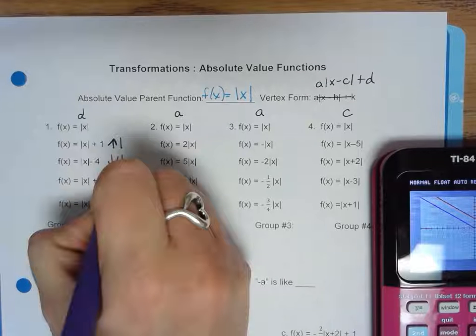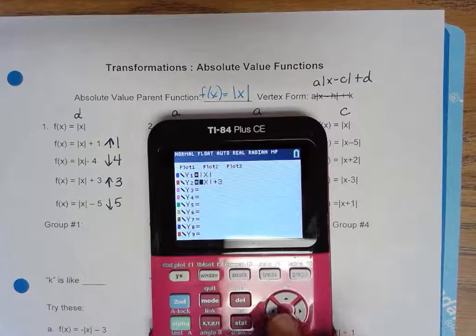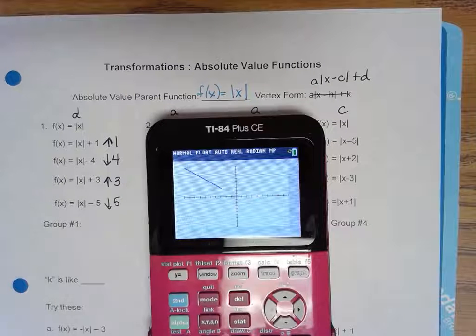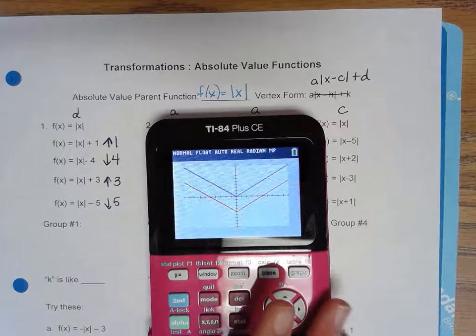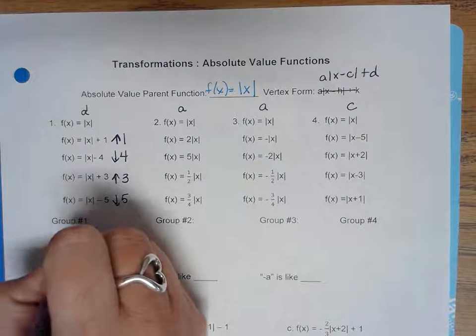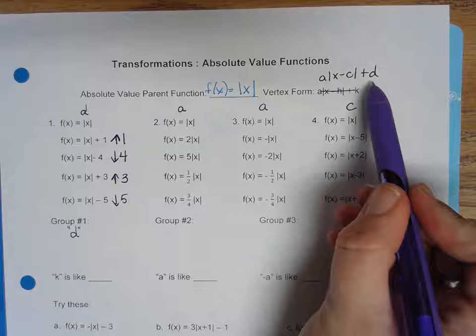So you can probably guess this one's going to head down 5. Just to show you quickly, minus 5. There's the parent every time, and there's my new function. It has moved down 5. So to summarize what we've been doing, again, this is our D, which is found at the back. And this is our vertical shift.